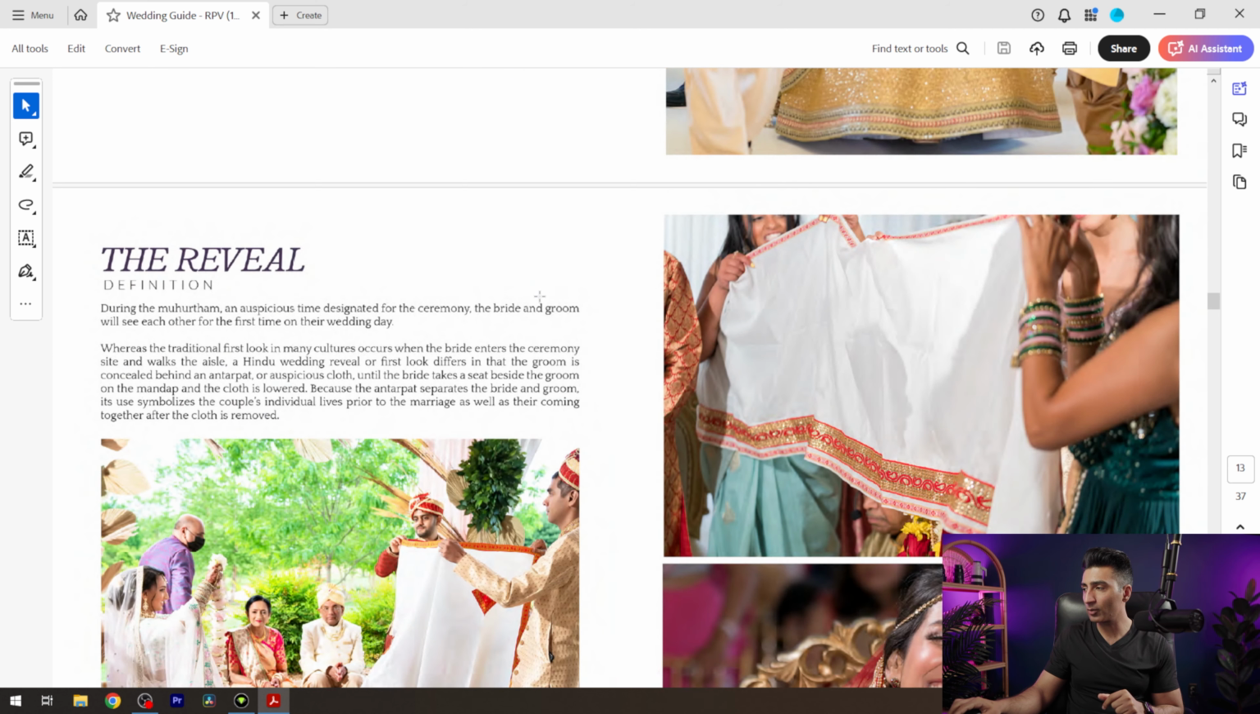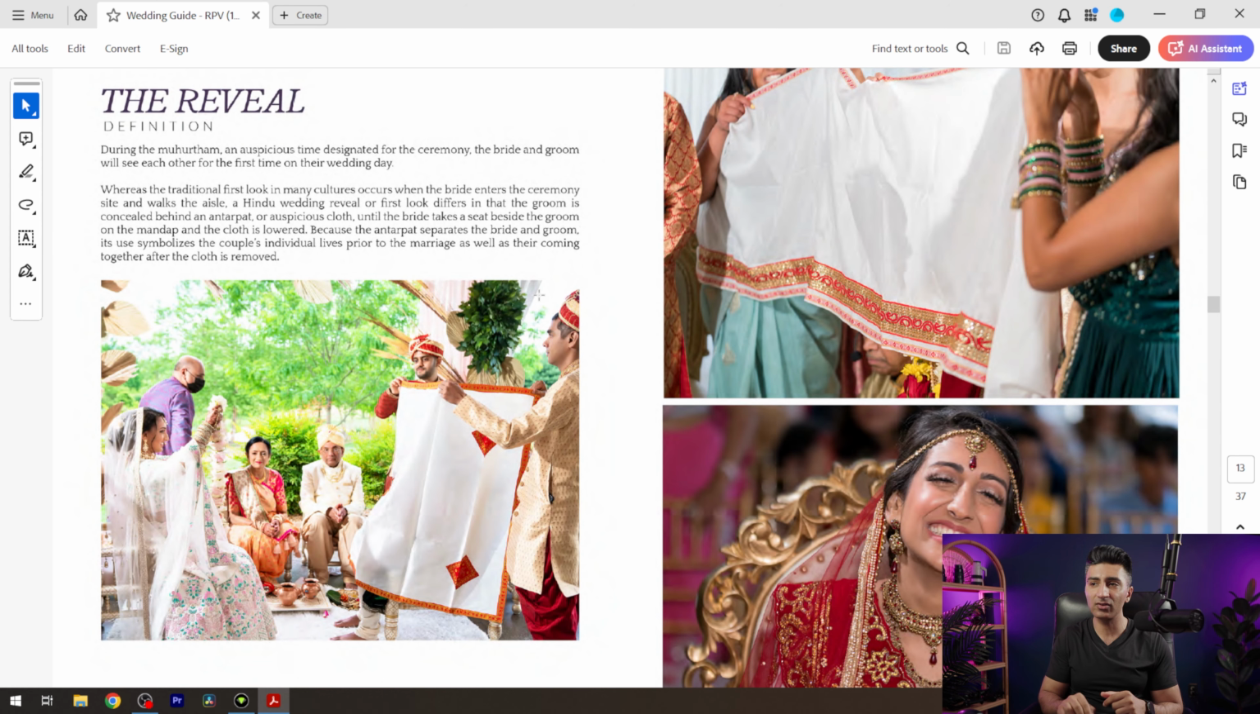Okay, so let's start making our way down to the reveal. This is the traditional version of a first look. The reveal is really where there's a curtain that hides the groom's face, and in Indian tradition this is where the couple would have seen each other for the first time. Now we're in the year 2024. I don't think any of us really do this anymore, but it still honors that old culture and that old tradition for the bride and groom.